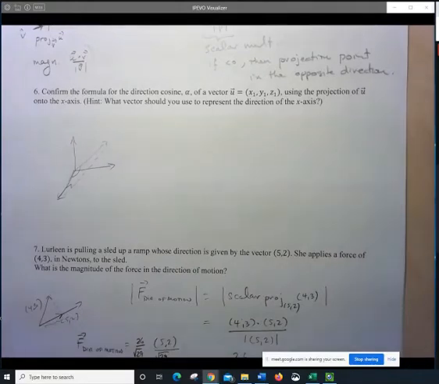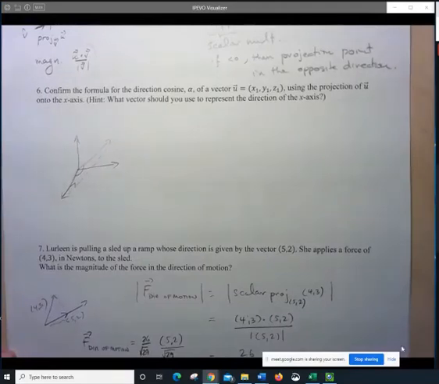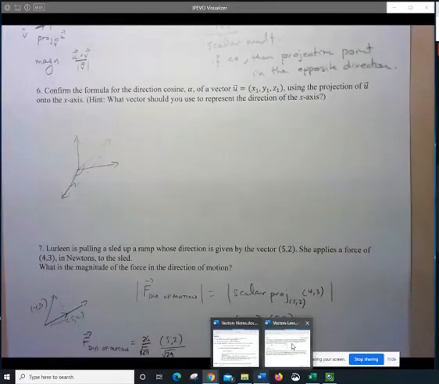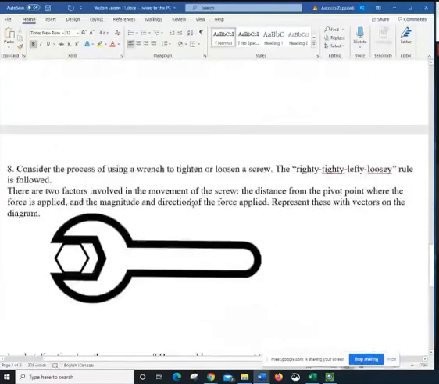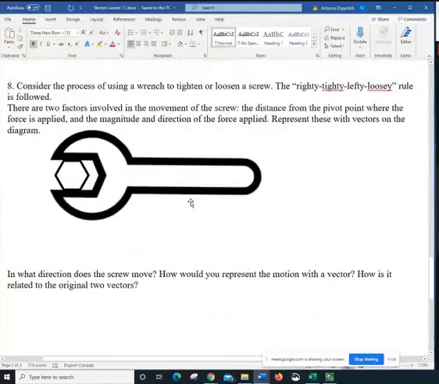But otherwise, I want to get to something that you'll see in the worksheet, but you won't see in the solutions, because it's more an introduction to what we're going to be looking at a little later on. So what I want you to do is think about this wrench here.